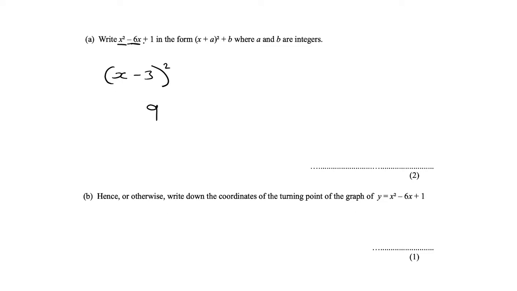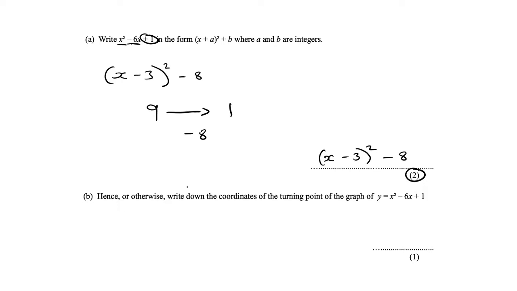Now we don't want 9, we want positive 1. So we need to get from 9 to positive 1. We will need to subtract 8. So what we have to do here is subtract 8, and that's our completed square. X minus 3 all squared subtract 8, and that's going to give you 2 marks.